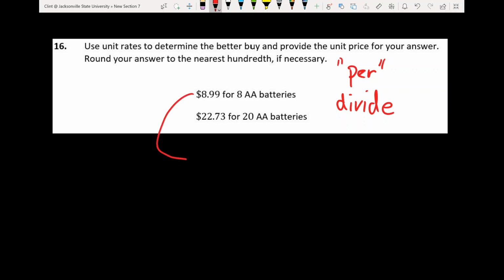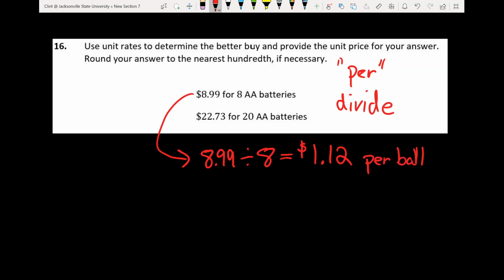So the way we could figure out the unit price here is we would do $8.99 divided by 8 batteries. So let's see what we get there. 8.99 divided by 8. We're going to get a decimal. 1.12375 is what I get. It says round your answer to the nearest hundredth, or to the nearest cent. So this would round to $1.12 per battery. Okay, that's our unit price there. So I'll go ahead and write that per battery.